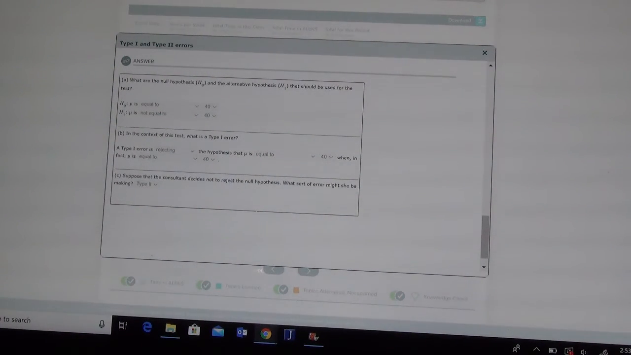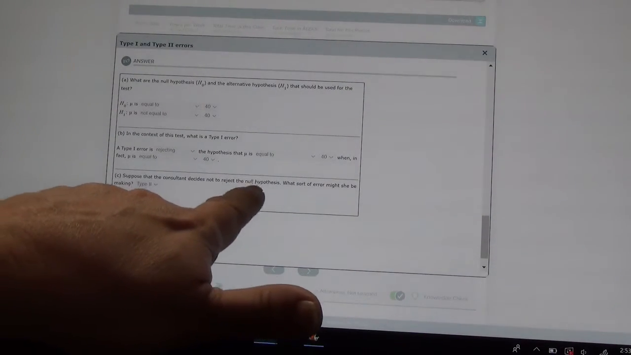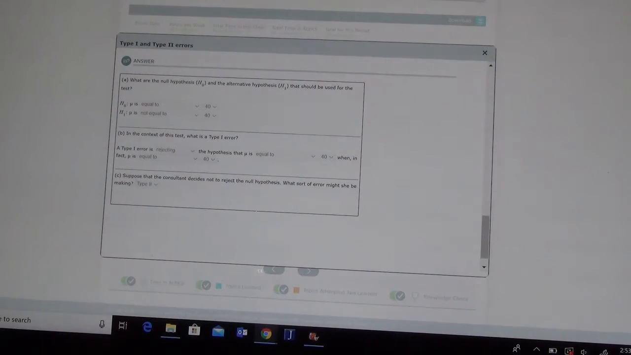Suppose the consultant decides not to reject the null. If you are not rejecting the null, what type of error might that be? That's the type 2 error, when you do not reject the null when it is actually false.